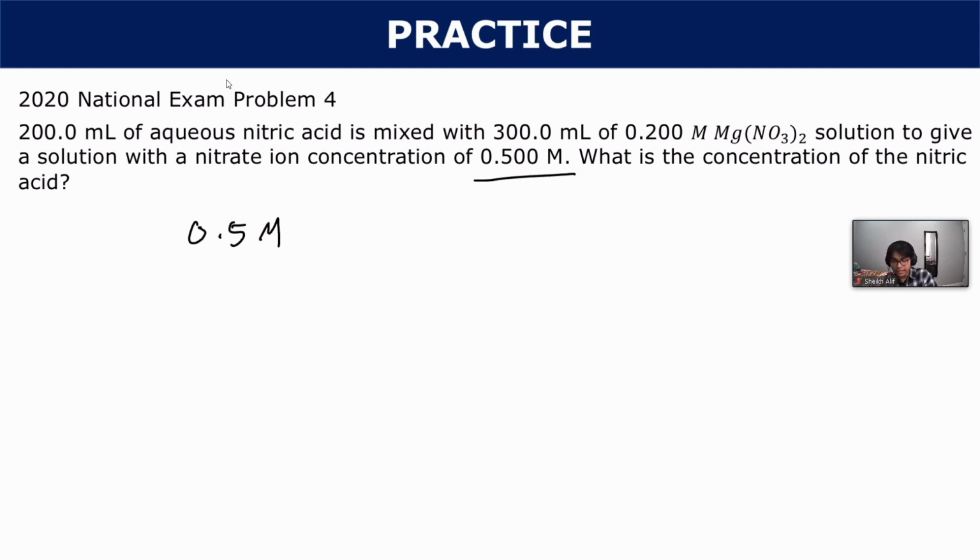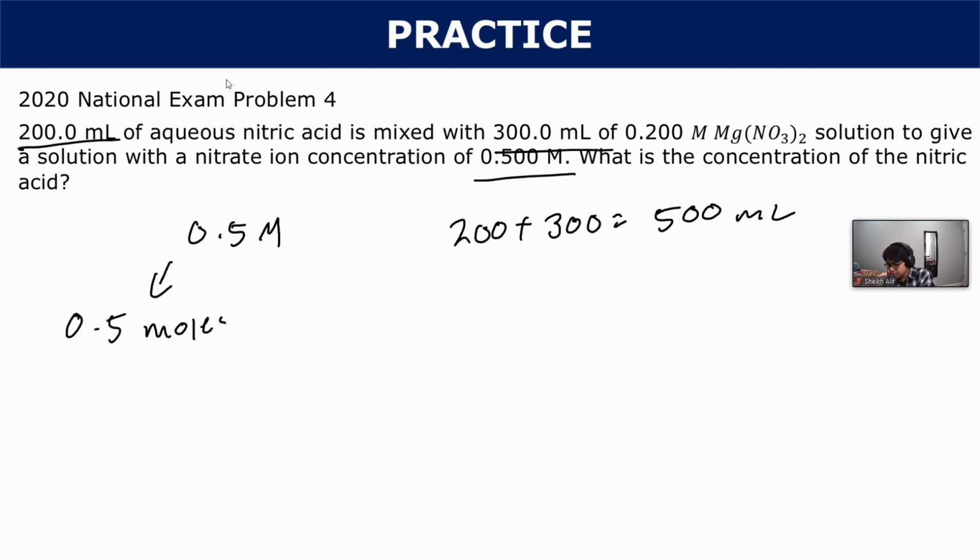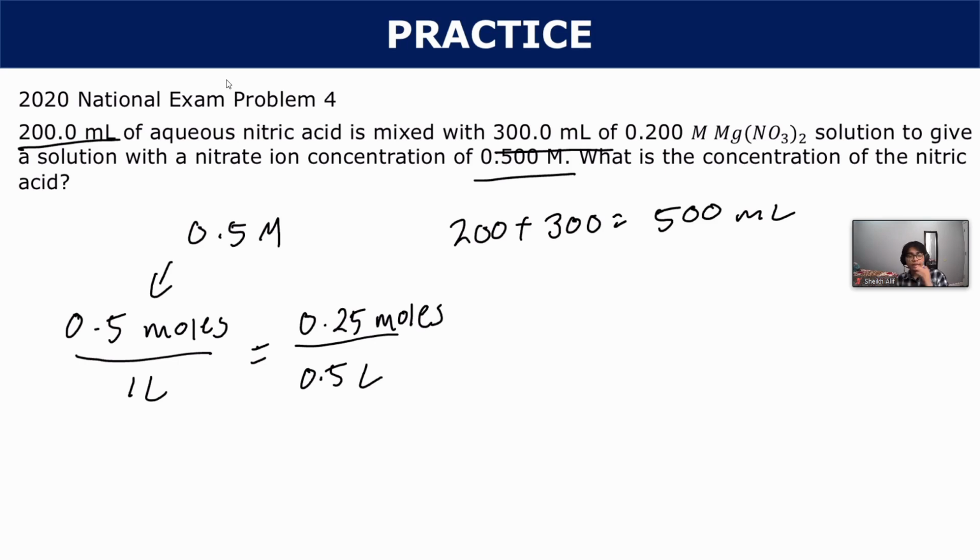And we also know that the end volume is going to be 200 milliliters from there, and then 300 milliliters from here. So the end volume is going to be 300 milliliters. So 0.5 molarity tells us we're going to have 0.5 moles per liter. And so how many moles are in 500 milliliters or 0.5 liters? Well, it's going to be 0.25 moles. So we know that at the end, we're going to have 0.25 moles of the nitrate ion.